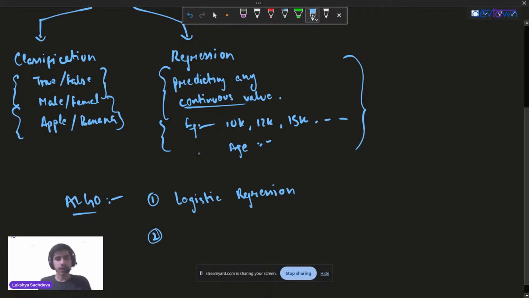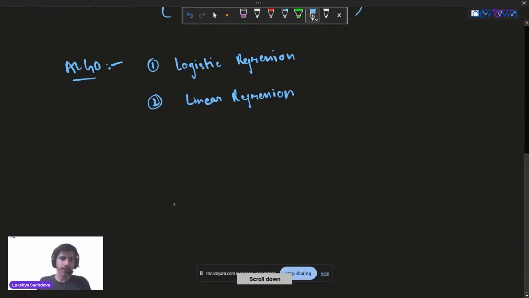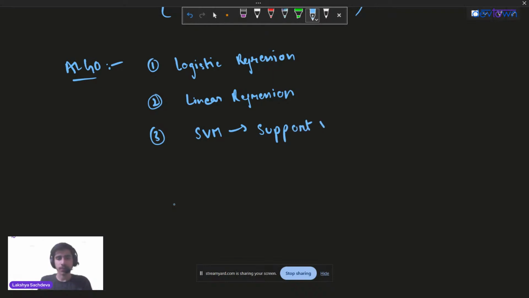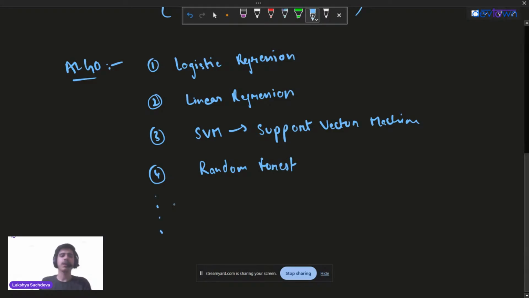Any other algorithm, sir? Yes, linear regression. Any other algorithm? Yes, we can say SVM, that is support vector machine. Any other algorithm, sir? Yes, that is random forest. And there are many more algorithms. We can discuss all of them.